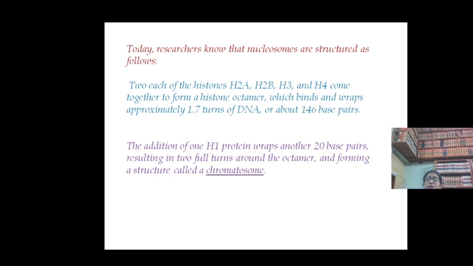So just recapitulate what you have got. You have histone proteins and you have DNA. First, the octamer of histones wraps around 146 base pairs. There you have the first condensation, that is 1.7 turns. In comes the H1 histone protein with another 20 base pairs, giving you 166 base pairs and 2 full turns around the octamer.